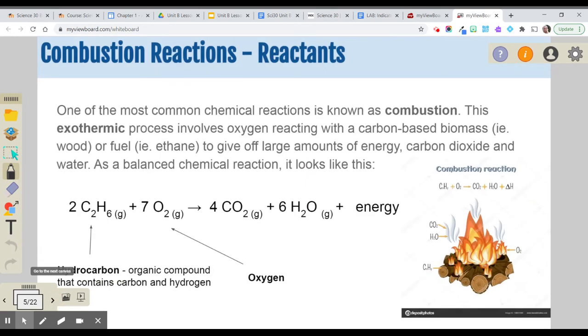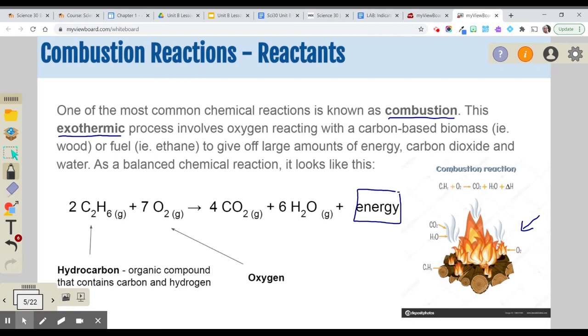So combustion reactions, you've probably seen these before in grade 10 science, so this shouldn't be brand new to you, but it could have been a while for many of you. So one of the most common reactions in chemistry is the combustion reaction. And this is an exothermic process. If you remember, exothermic releases energy. So energy will be on the product side of your equation. Okay. And you can think about this because when you're sitting around a fire, you feel the heat. So that combustion reaction is producing energy. And we use this energy for a variety of different things.